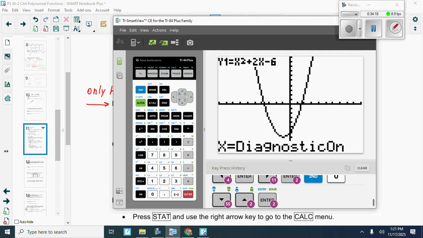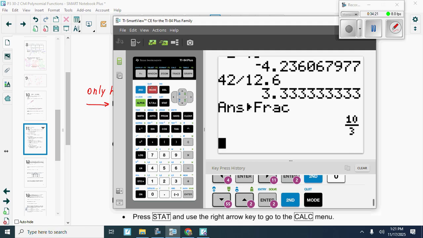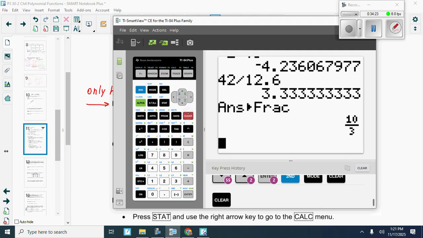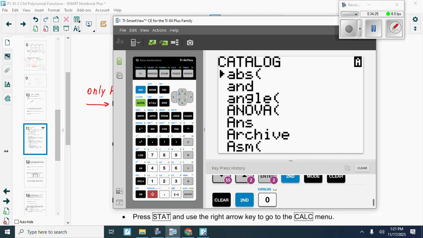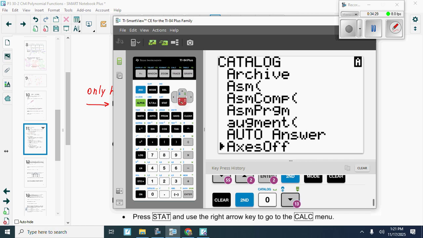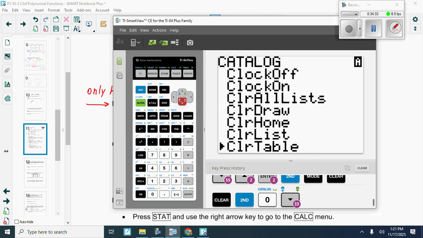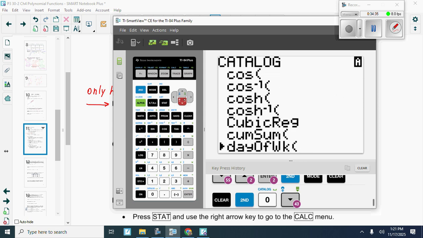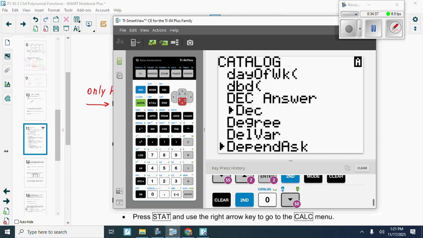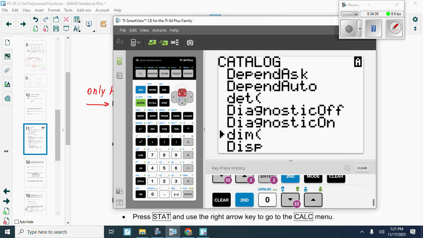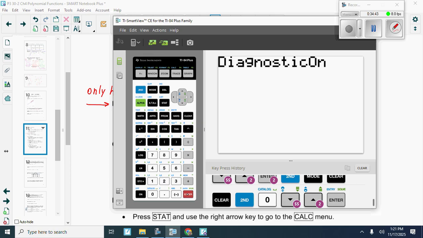Make sure that you're not in the graph section. I was in the wrong mode, sorry. Clear, here we go. Hopefully you were not in your graph section when you did it, and it worked just fine. Diagnostic on, here we go. You just hit enter, and then it says done. Once your diagnostic is on, then we're good.